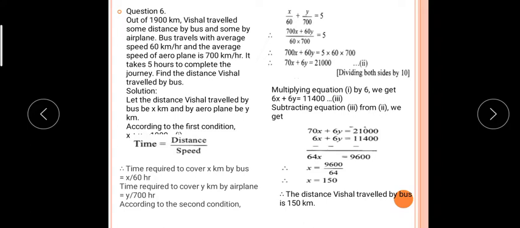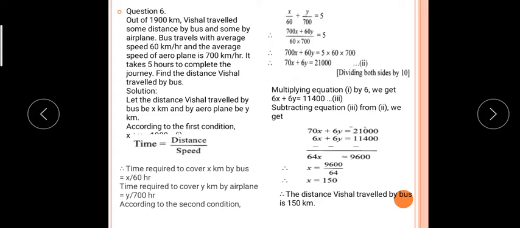Now after using the two variables x and y, all of you know that time is equal to distance upon speed. Time is equal to distance upon speed. So by using this formula, we can write our condition in the equation form. Now students, time is equal to distance upon speed.